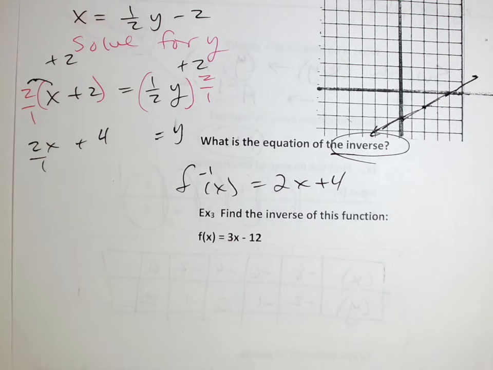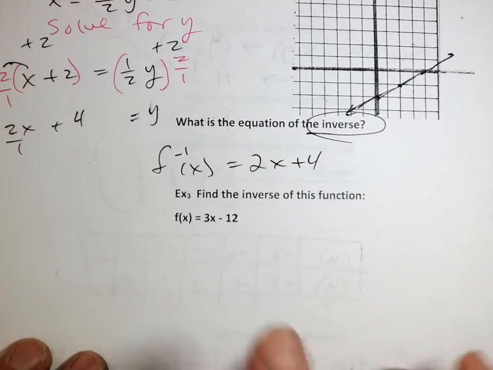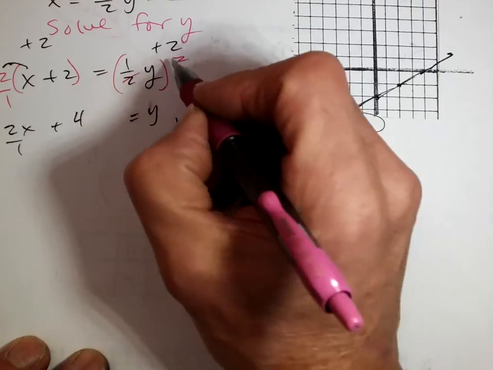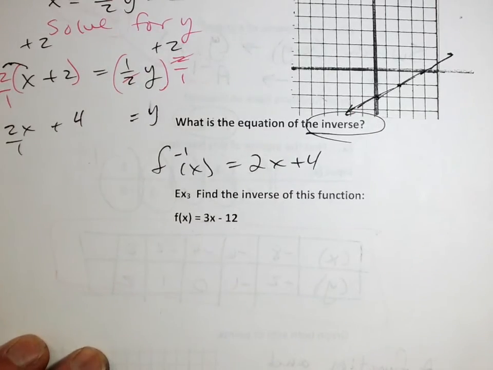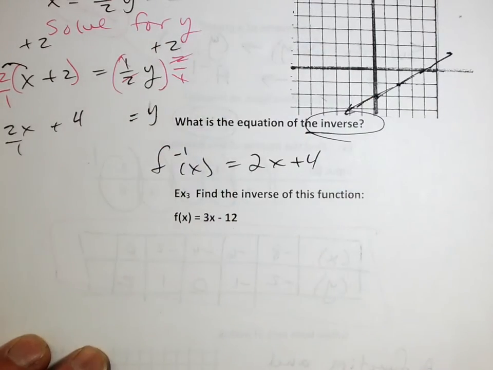When you multiplied everything by 2, what happened to the 1/2 y? Good. So 2 cancels 2, and 1 cancels 1. What are you left with? Oh, y, okay. There you go.